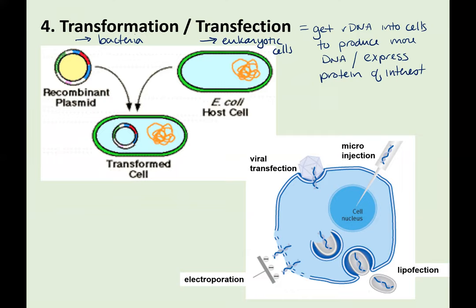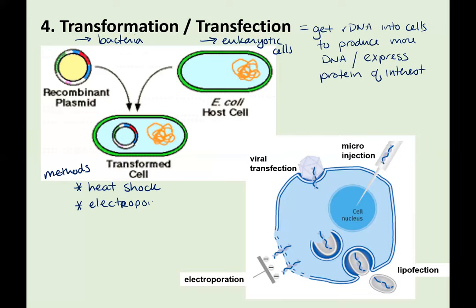Same general idea. The goal is to get your DNA that you've just made into a cell so that you can grow up more cells and make lots of DNA. So what this is trying to show you for transformation, and if you took micro, you may have done this, we can use something called a heat shock. So these are the methods of transformation. Or we can use electroporation. It's amazing, I cannot ever spell.